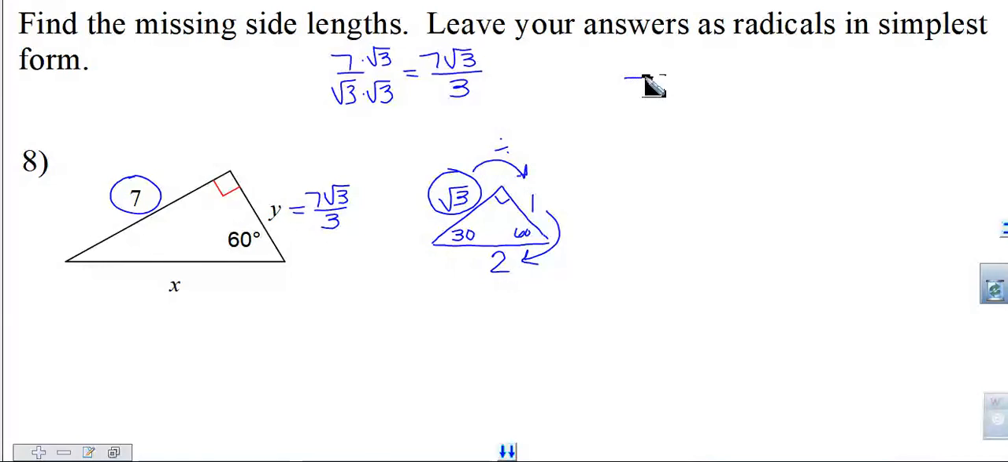Here's something else you need to remember. When you're doubling a fraction, you are multiplying times the top, but you can only multiply the 2 times the 7. It is not going to apply to the number that's inside of the radical. So my answer for my hypotenuse is 14 square root of 3 over 3.